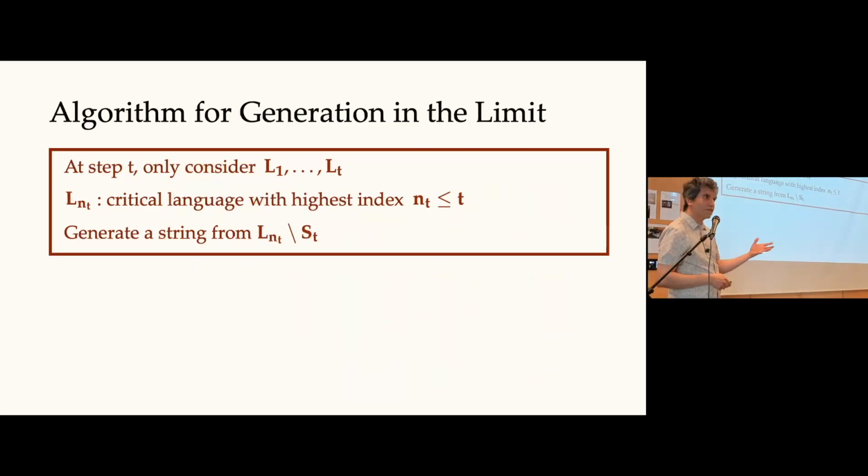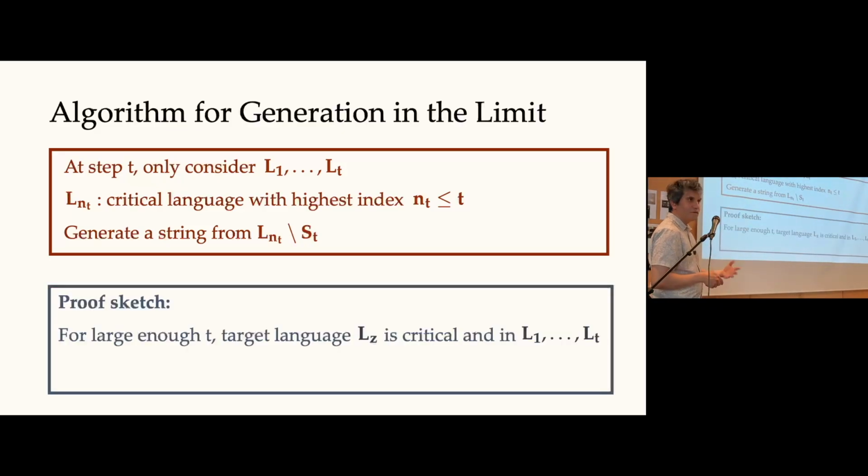Okay? So here's the algorithm for generation in the limit. At step T, we're only going to consider languages L1 through LT. Okay? And we're going to say, let's look at the critical language LNT, which has the highest index amongst all the languages from L1 to LT. Generate from that language. That's the algorithm. Okay? Very simple algorithm. Why is this correct? I'm actually really out of time, but let me just tell you in a minute.